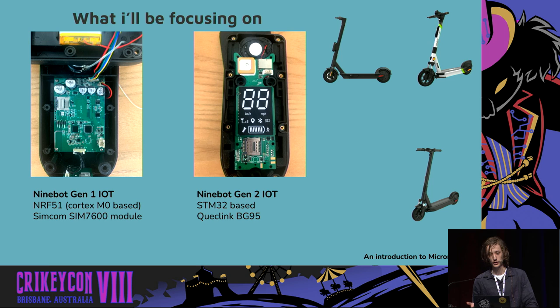And then the Gen 2 IoT was Ninebot's solution to making it look better. They combined the IoT and the dashboard and added a whole bunch more features. They changed it from an NRF51 to an STM32, and they use a QuickLink BG95 to handle communication with GPS and 4G as well. And Segway says their Gen 2 IoT is very bad. So bad that when I tried to buy them, they would actually refuse to sell them to me and instead tried to convince me to buy the Gen 1 IoT.